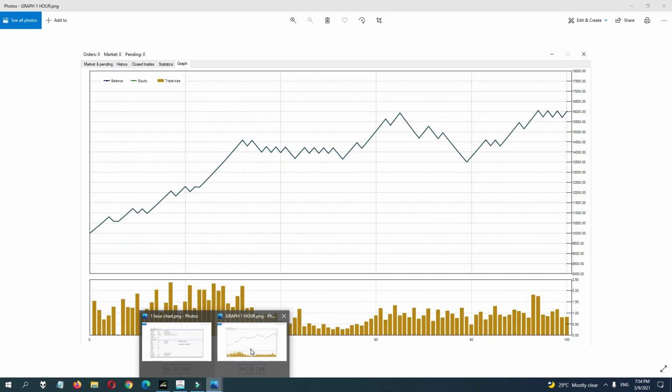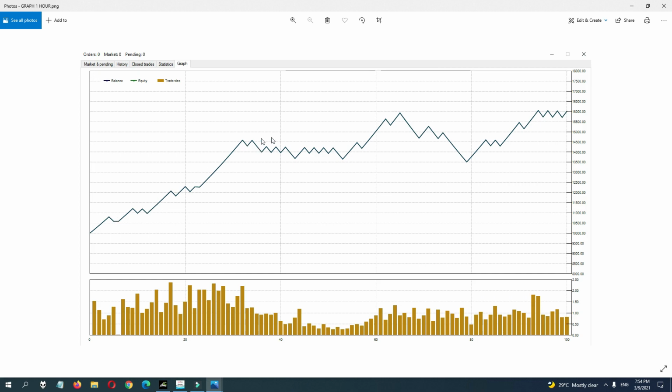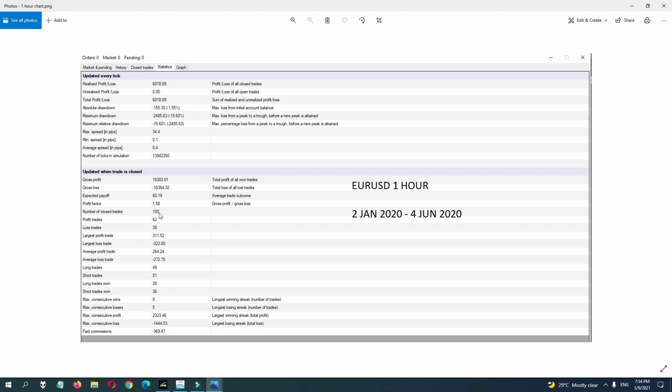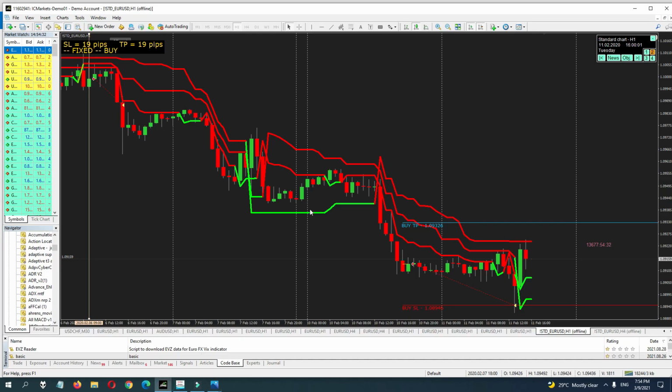So this is the graph. We have a winning streak around here, where I almost got a 70% win rate, and then it's slowing down a bit. It's a pretty good strategy. Profit factor here, 1. This is an optimized strategy.